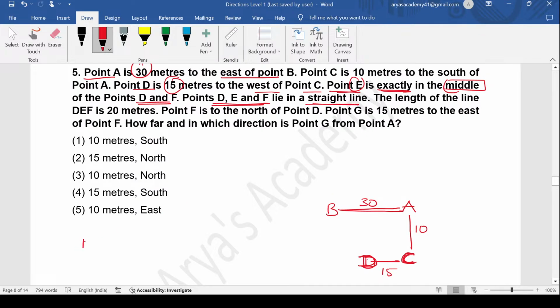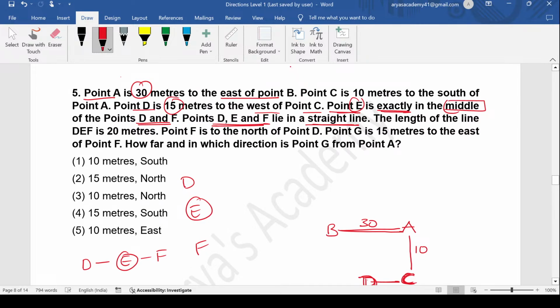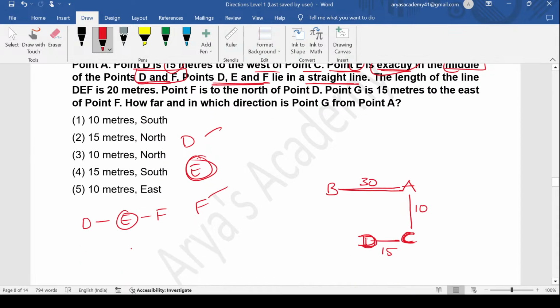So D, E, F, all 3 points lie in a straight line, means it can be this way: D, E and F, or it can be this way as well, D, E and F. Why am I always writing E in the middle? Because they have clearly stated that point E is exactly in the middle of points D and F. So between D and F, E is present. But they have nowhere mentioned that D is above F or F is below D. So it can be this way as well, F and D and in between E. This is also another possibility.